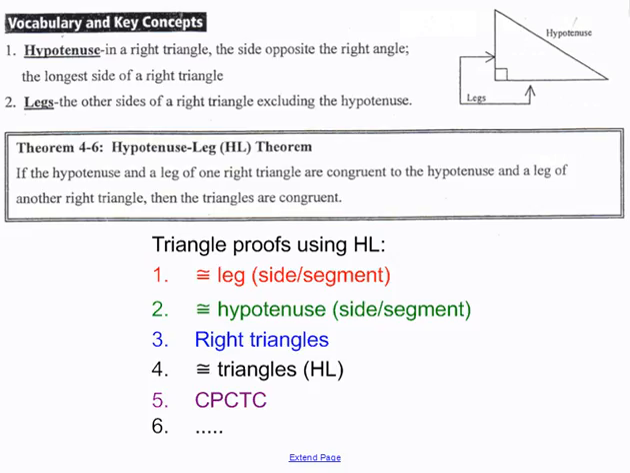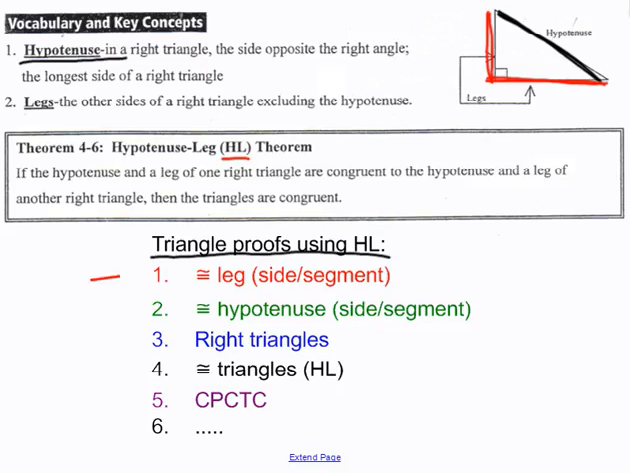But triangle proofs involving HL are only for right triangles, only. Just to remind you what we're working with for right triangles, HL stands for hypotenuse leg. Remember, the hypotenuse is across from the right angle. And the legs of a right triangle are the sides of the triangle that form the right angle. So for HL, you need three things. I outlined them here.